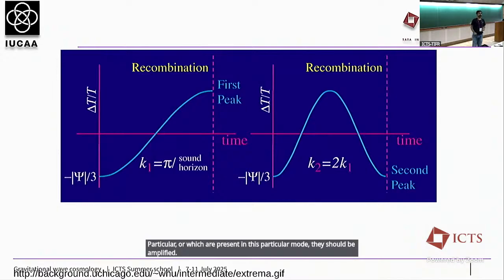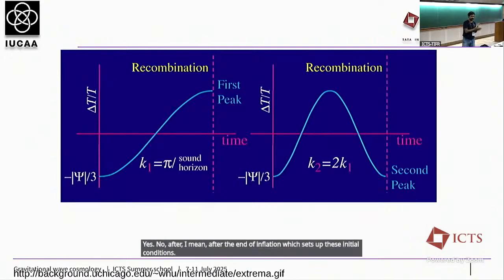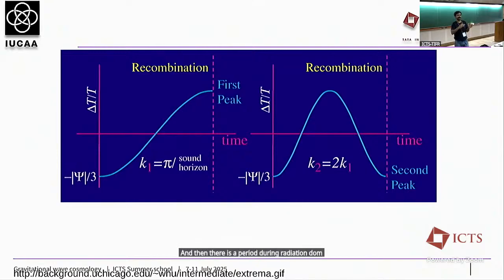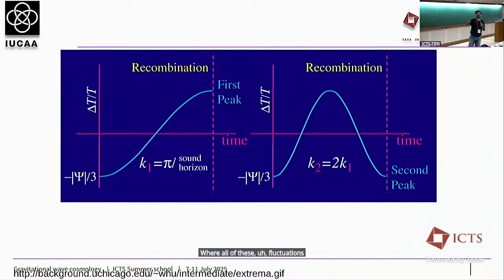These initial conditions are set by the primordial power. Yes, indeed. After the end of inflation, it's inflation which sets up these initial conditions. And then there is a period during radiation domination, and then a period during matter domination, where all of these fluctuations are going on. The velocity of sound and k inverse is basically what sets the time scale. That will come because any time scale will also have an H inverse involved in it.